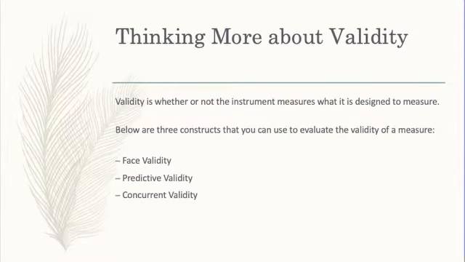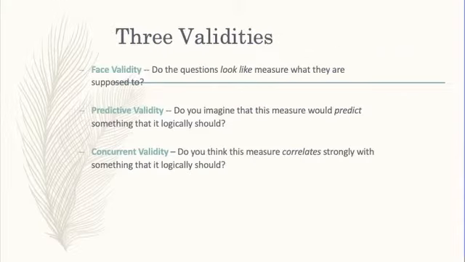Validity is whether or not the instrument measures what it is designed to measure. Below are 3 constructs that you can use to evaluate the validity of a measure: face validity, predictive validity, and concurrent validity. Face validity is do the questions look like they measure what they are supposed to. Predictive validity is do you imagine that this measure would predict something that it logically should. Then concurrent validity, do you think this measure correlates strongly with something that it logically should?